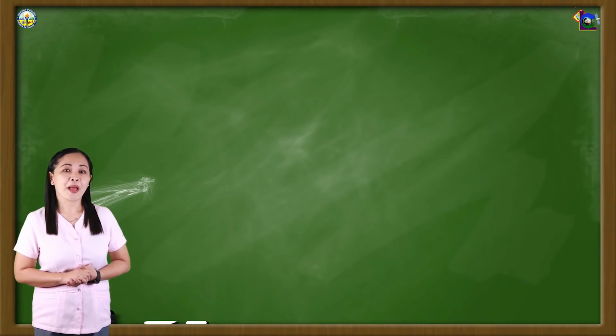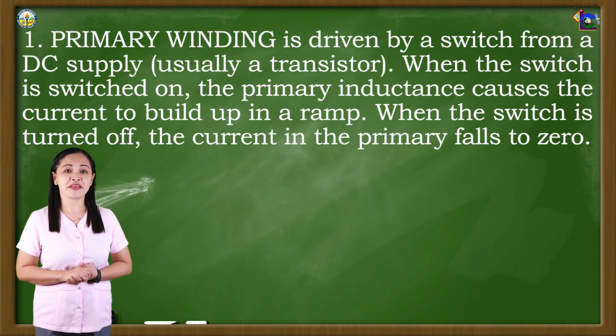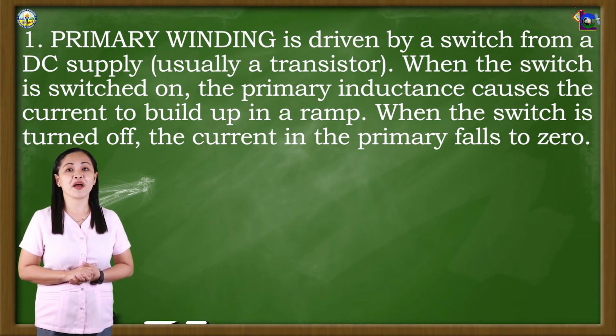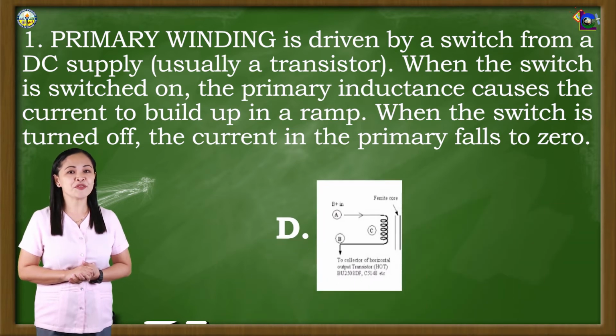Number 1. Primary winding is driven by a switch from a DC supply. When the switch is turned on, the primary inductance causes the current to build up in a ramp. When the switch is turned off, the current in the primary falls to zero. It refers to letter D. Did you get it right?